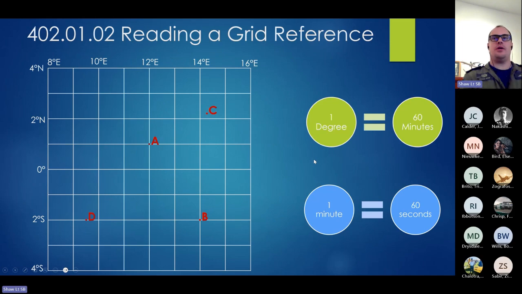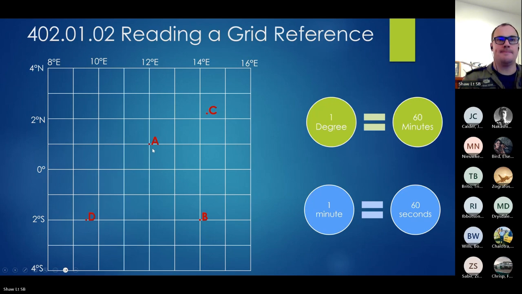Okay, we're going to do a grid reference here. Who wants to take a crack at point A? Point A is just whole degrees here, so we'll start off easy. Brito, go ahead. 1 degree north, 12 degrees east. That's right, you got it. Right on. Here, take point B. B is Bravo. Who would like to take a crack at that?